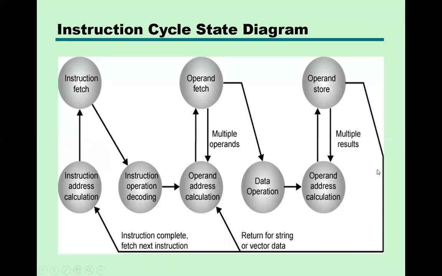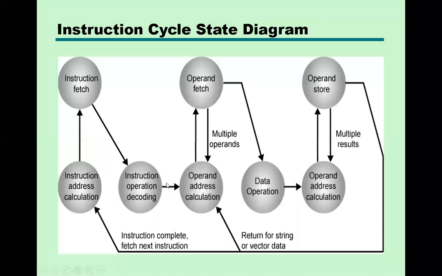Okay, again, I briefly recapitulate this diagram. It is very simple, like instruction address calculation. First, you are calculating the address, like PC is holding the address right now. So you have to calculate the address, and as per the address, we have to fetch an instruction. So you are fetching an instruction. Then we have to decode the instruction.